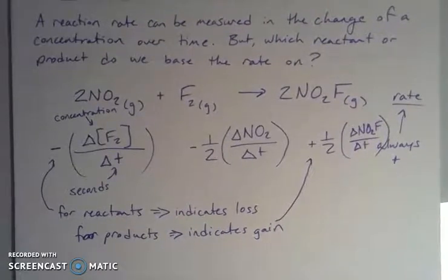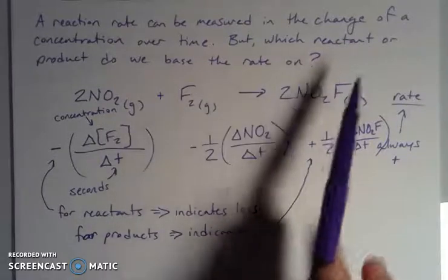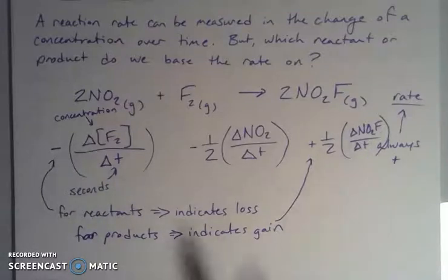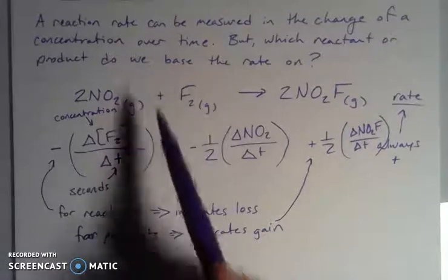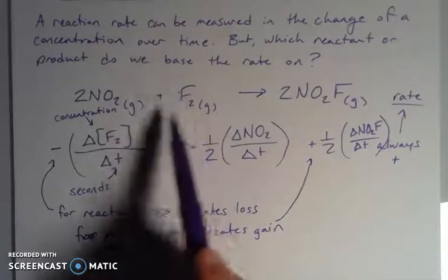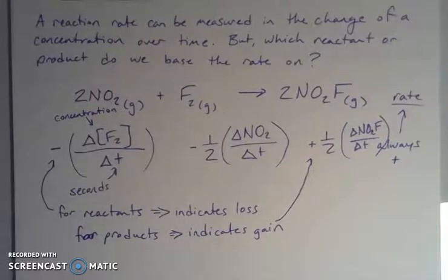Kind of a wacky way to think about it, but ultimately what it's all about is that we can think about this as a change in the species over time. So the change in the reactants, we're getting smaller, right? Our concentration is going down as we react these things. So we can think about this as a negative quantity.